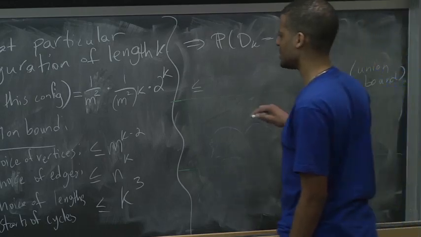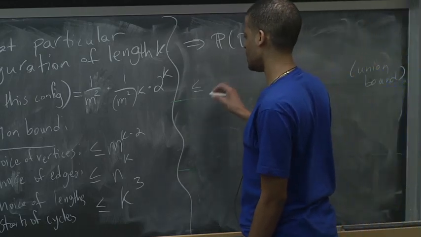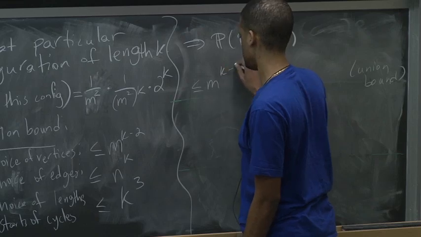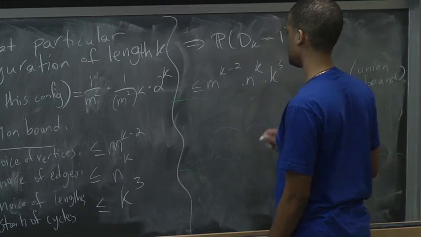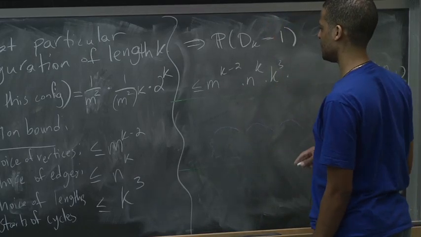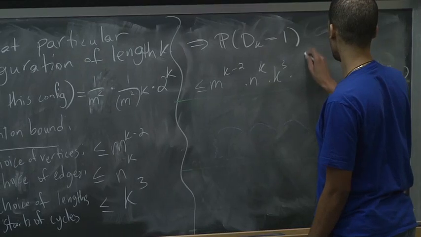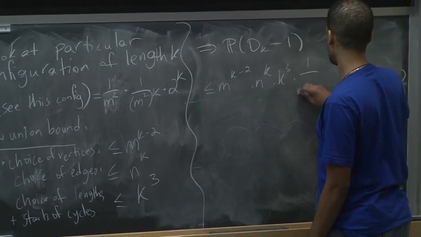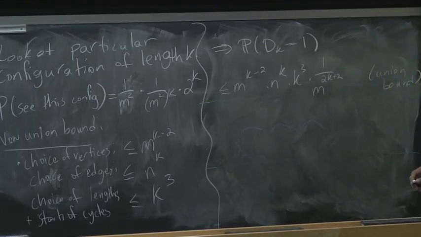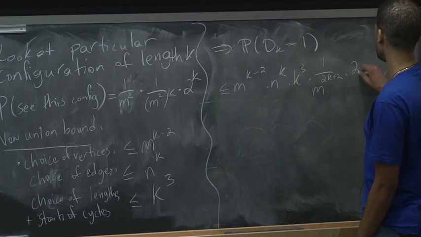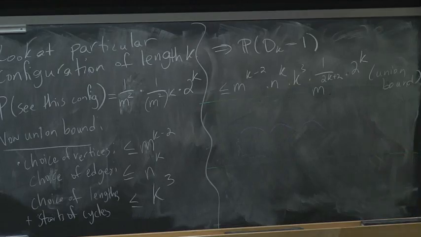So this is at most m to the k minus 2 times n to the k times k cubed times, and then that thing, 1 over m to the 2k plus 2. Okay, good. Times 2 to the k. Okay?